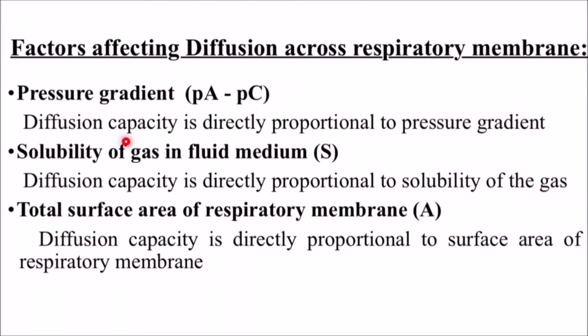So diffusion capacity is directly proportional to the pressure gradient. Diffusion capacity is directly proportional to the solubility of the gas. And the third factor is the total surface area of respiratory membrane. It stands for A. The diffusion capacity is directly proportional to the surface area of the respiratory membrane. So the diffusion capacity is directly proportional to all these three factors.